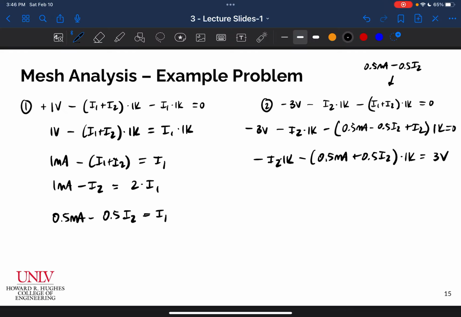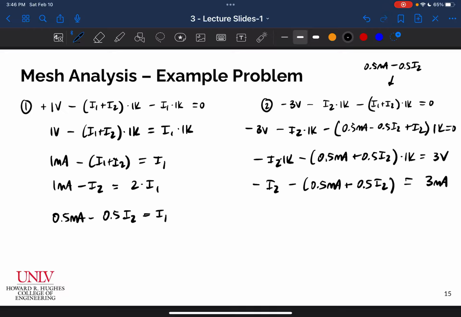This is super algebra heavy. It's very easy to make mistakes. So this is the reason why a lot of people don't like mesh analysis. But it is very systematic. Let's divide both sides by 1K. So I get minus I2 here. Then I get minus 0.5 milliamps plus a half I2. And the 1K goes away. And then on this side, 3 volts divided by 1K gives me 3 milliamps.